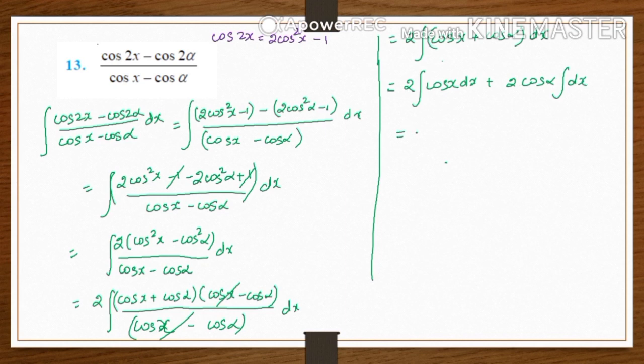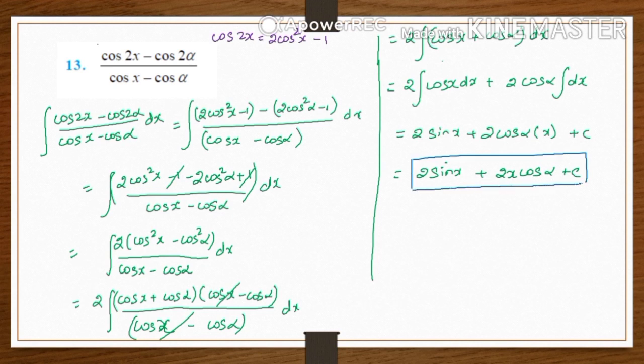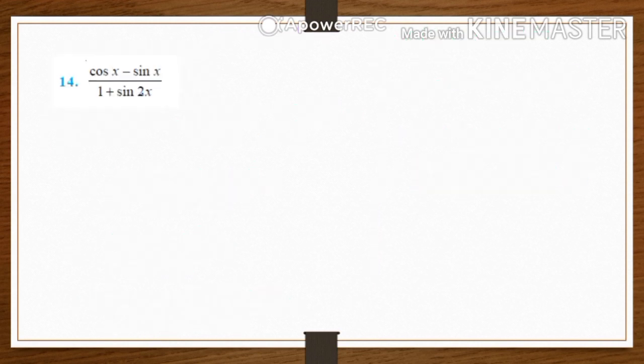So cos x dx plus cos alpha dx. So the integration of cos x is sin x, plus cos alpha times the integration of dx, which is x. Cos alpha is a constant, so that is why we are keeping it outside. So 2 sin x plus 2x cos alpha plus c will be the answer.